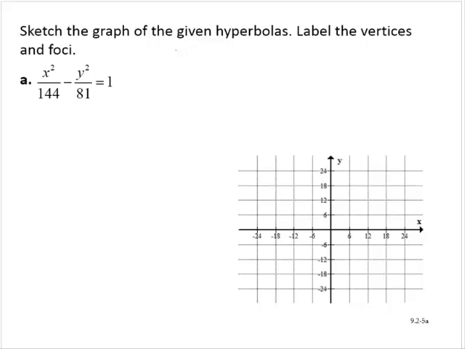When we see an equation of that form, x squared over a squared minus y squared over b squared equals 1, this is a hyperbola centered at the origin, opening left and right.